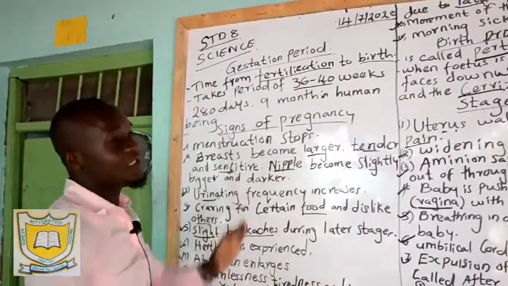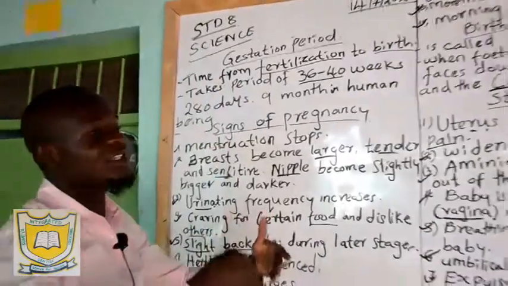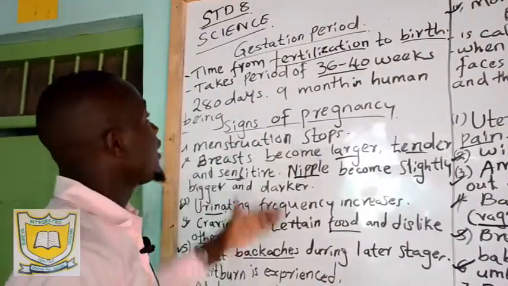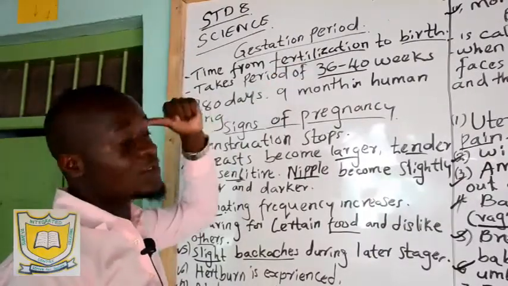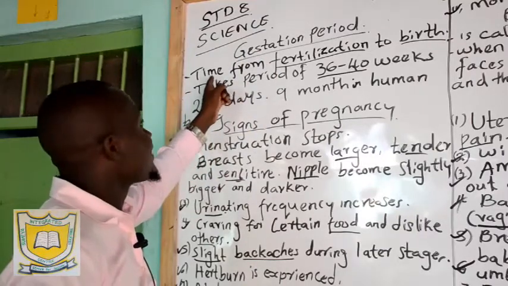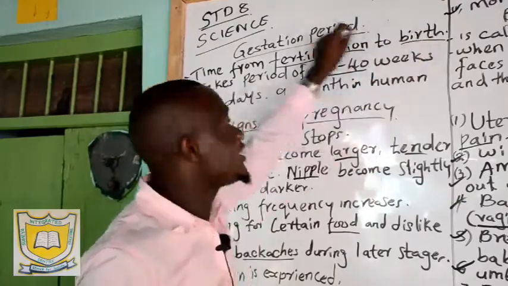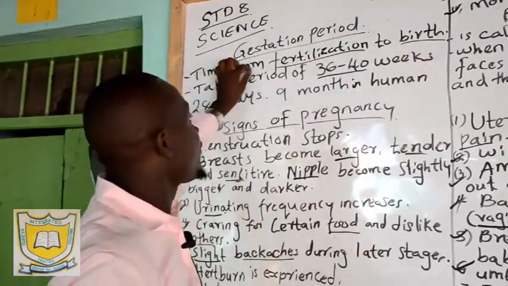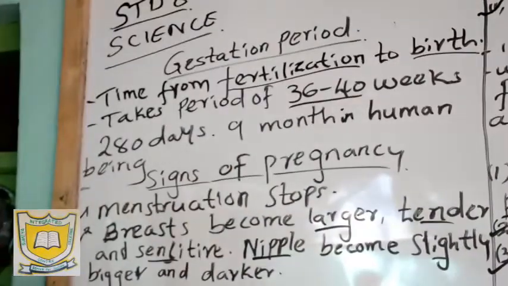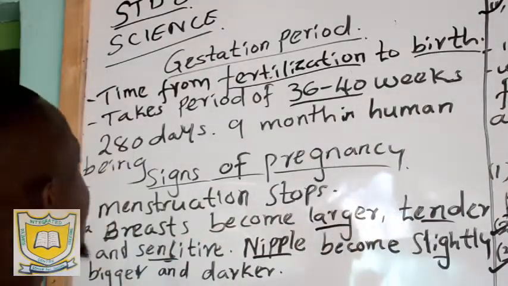Before we talk about gestation period, we should always remember what we discussed last, because gestation period does not just come that way, but it comes because of some processes that have happened. The immediate process is fertilization. Gestation period is the time from fertilization to birth. That means when fertilization has occurred, we have that period where a mother carries until she gives birth.